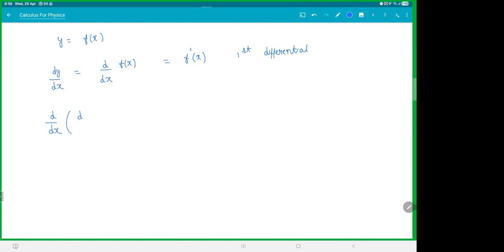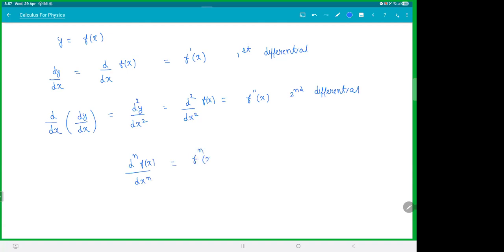d by dx of dy by dx. So differentiate once, differentiate twice. This is written as d square y by dx square. Again, this is how you write the symbol. Don't say d into d is d square. So this is written as f double dash x because you differentiated it twice. This is the second differential. Don't worry, when this comes, I'll show you again. But this is a convention. You'll see symbols like this and you'll think, what is this? So if you have d n f of x by dx power n, this is written as f n x. This is an nth differential.